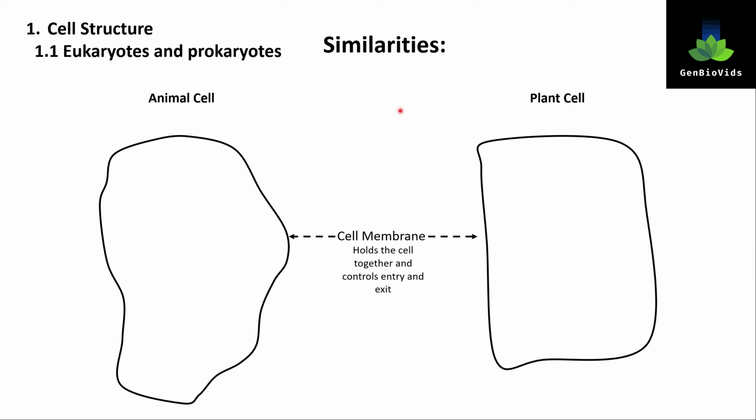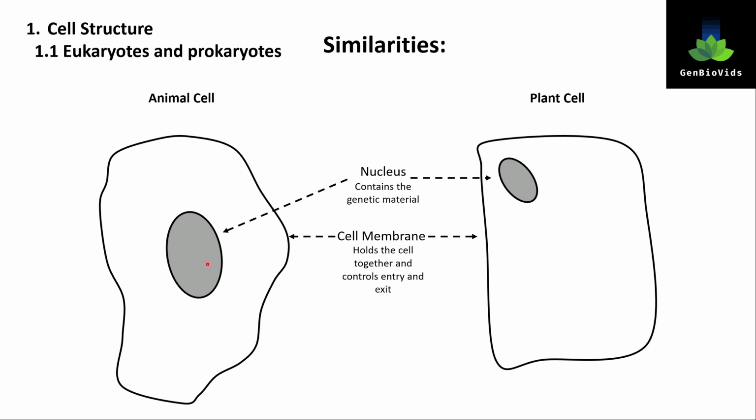they both have a cell membrane. The cell membrane is what holds the cell together, and it controls the entry and the exit of some substances in and out the cell. The nucleus is the site where all the genetic material is contained, so where the DNA is contained. The cytoplasm is the gel-like substance inside the cell, which contains many enzymes. These enzymes are responsible for the chemical reactions that occur inside the cell.